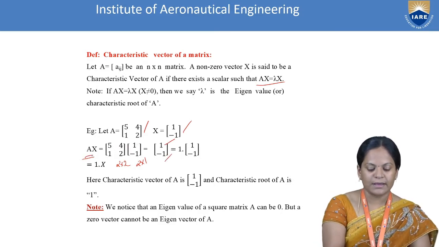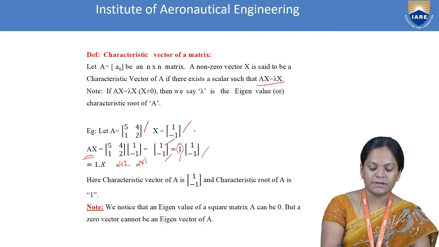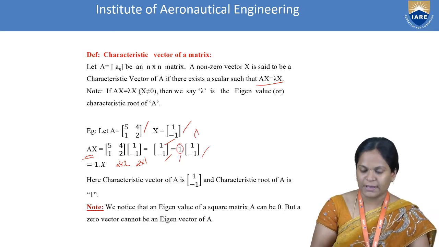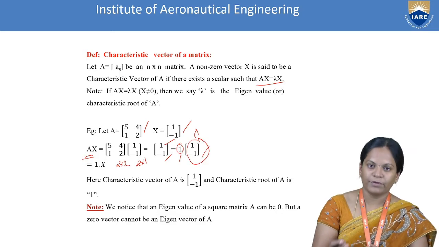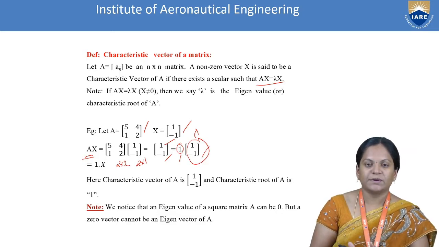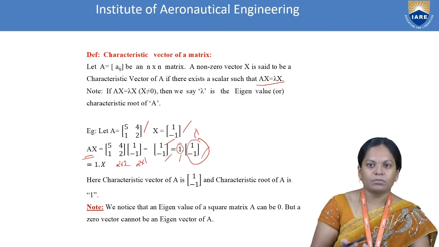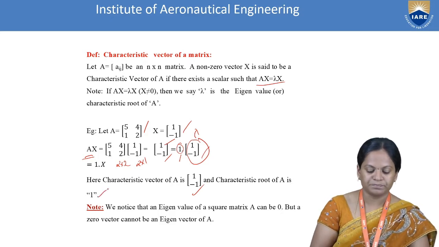So we write Ax equal to some lambda into x again. So here 1 is said to be the characteristic value of the given matrix capital A, and 1 comma minus 1, which is a column vector or column matrix, is said to be the characteristic vector of capital A. So here the characteristic vector is 1 comma minus 1, and the characteristic root, we call the eigenvalue of capital A, is 1.